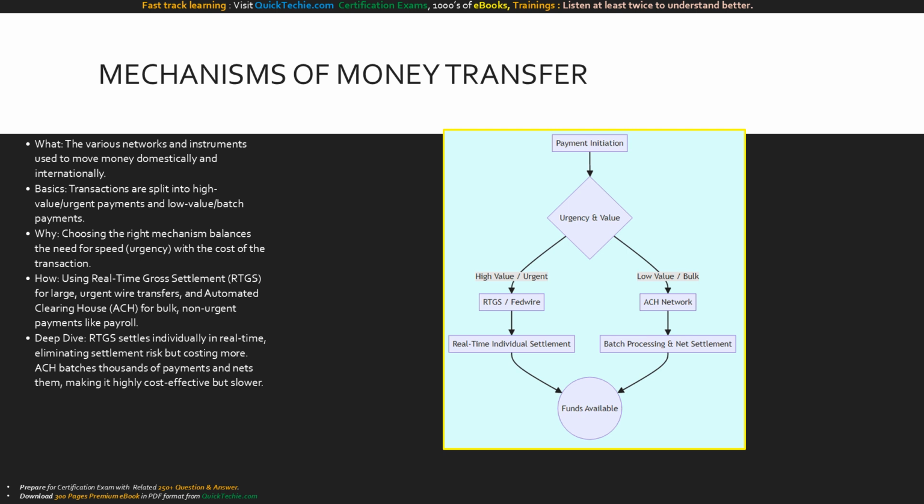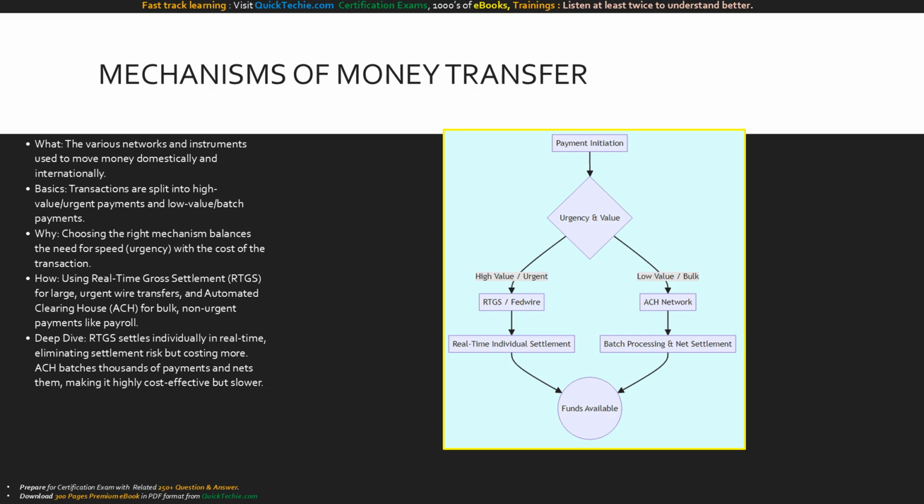This decision tree shows how a treasury system routes payments. Starting at payment initiation, the system hits a decision node: urgency and value. If the payment is a multi-million-dollar vendor settlement needed today, it takes the left path through RTGS. This results in real-time individual settlement and immediate funds availability.